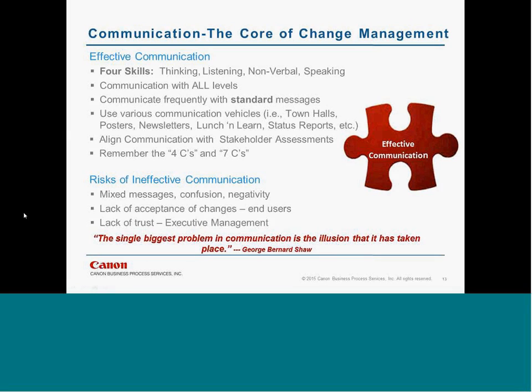It's very important to listen to people, to read nonverbal cues from people, and formally get feedback via questionnaires, assessments, things of that sort. So don't be shaken by the illusion that communication has taken place. Really document and understand that it has, confirm that it has.